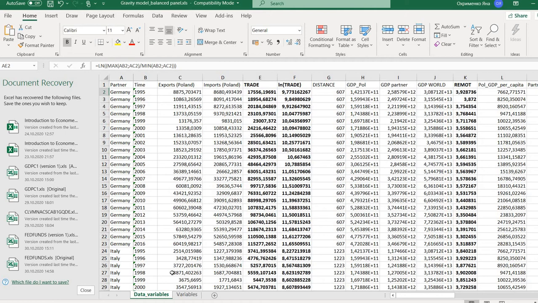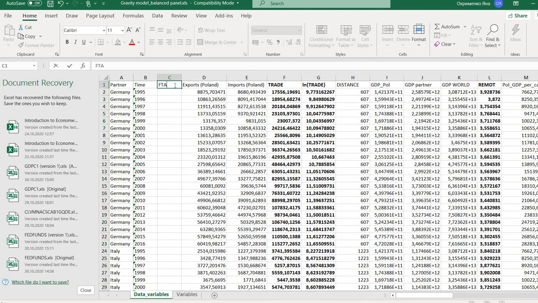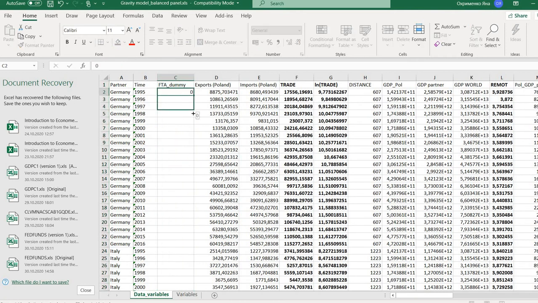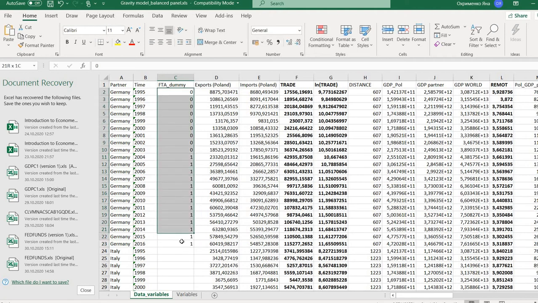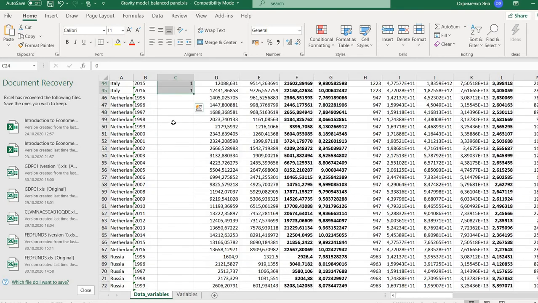is a European Union dummy. So for instance, we can include something like a free trade area dummy, so it will indicate if two countries are in the same free trade area or not. Poland was not a member of the European Union before 2004. So for Germany we put 0 till 2004 and then 1 starting from 2004. However, it's up to you. Actually, it makes sense to specify the next period, I believe.